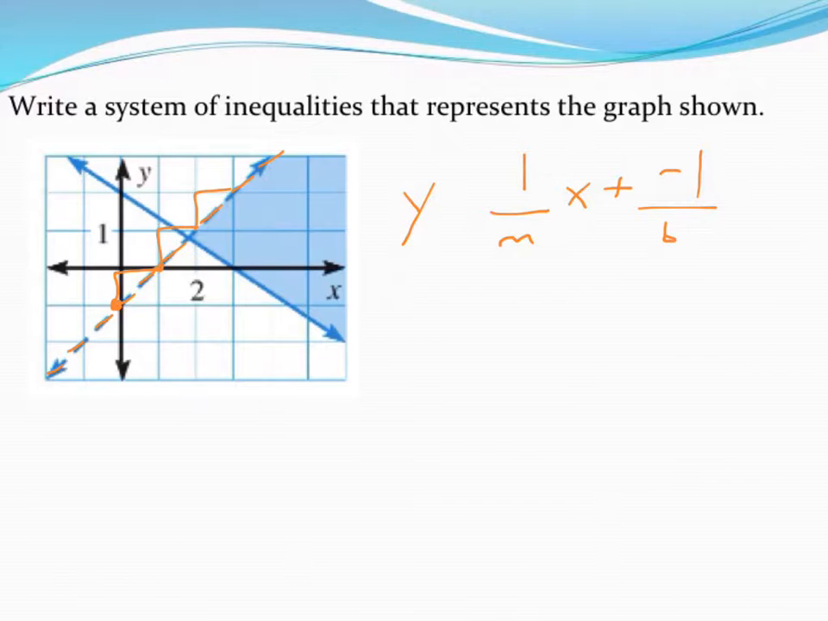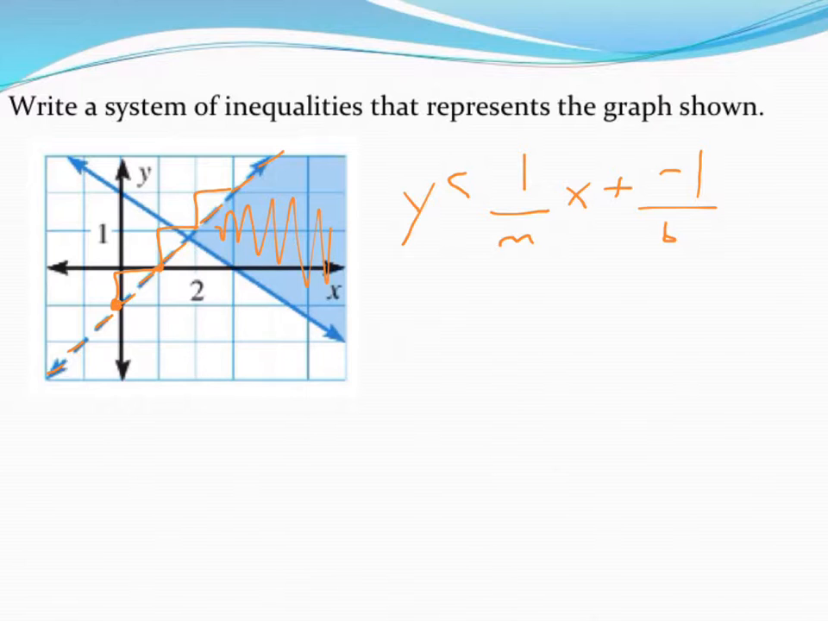Now, as far as your inequality symbol goes, you're going to have to look at where the graph has been shaded. And again, that's this dark blue section over here. And I can see that for the dashed orange line, my graph was shaded underneath that line. So I'm going to use a less than symbol. y is less than 1x plus -1. And then next I would need to determine whether I use an equal to sign or not. But because that line is dashed, I'm just going to have y is less than. So there's one of our two inequalities.